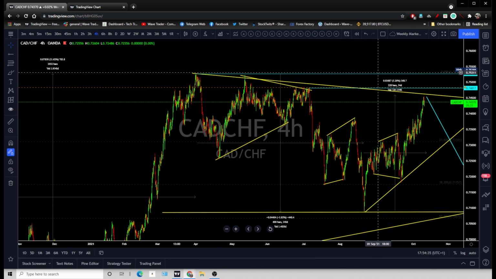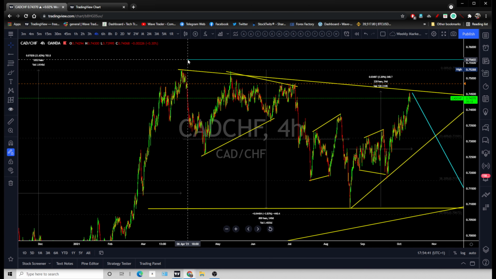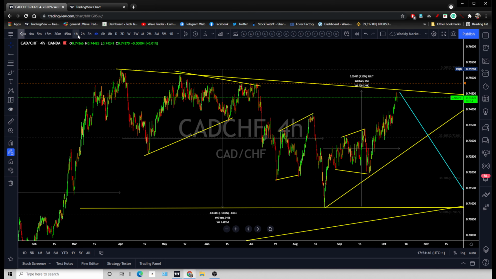So 75.20. When you get into the trade, keep in mind that price still has room to push higher before we see the longer term drop for more downside on this chart.